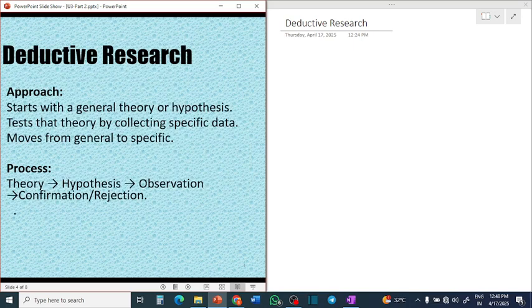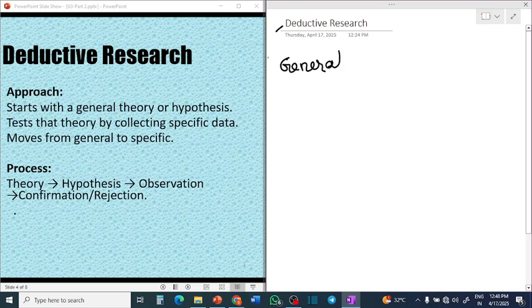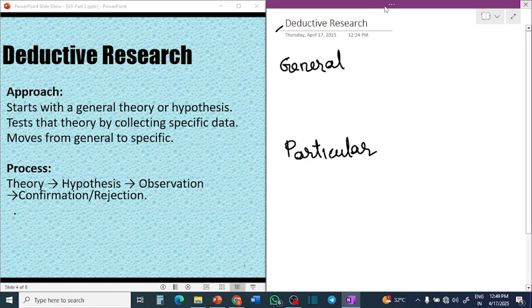So let's start our lecture. First we will study about deductive research. Before that, we have to clear some basic part. While we conduct research, there are two types. One is deductive, and the second we will learn is inductive research. First, we will learn about deductive research. In deductive research, we go from a general statement to a particular statement.